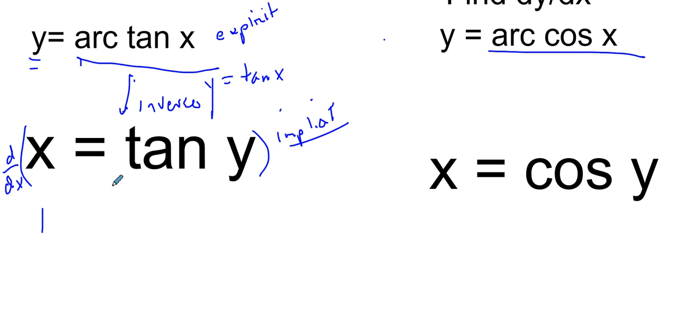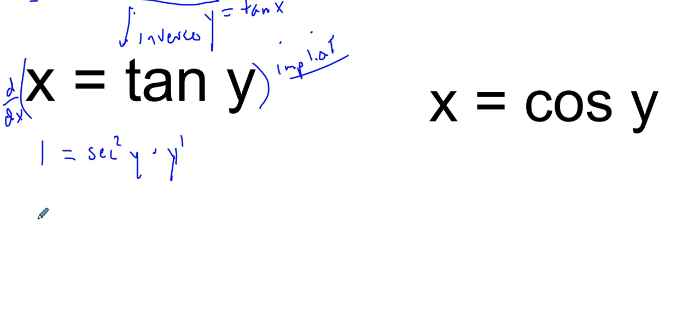The derivative of x with respect to x is 1. And that's going to equal the derivative of tangent using a little chain rule action: secant squared of y times the derivative of the inside, which is going to be dy dx, or y prime. I'm just going to put y prime there. Now from here, we're just going to solve for y prime. So what does y prime equal? Using the commutative property, we have 1 over secant squared of y.